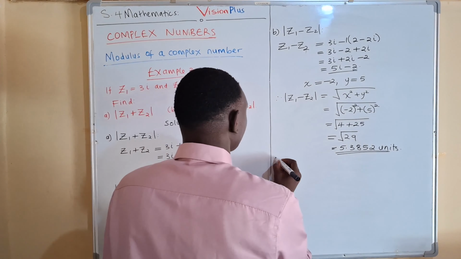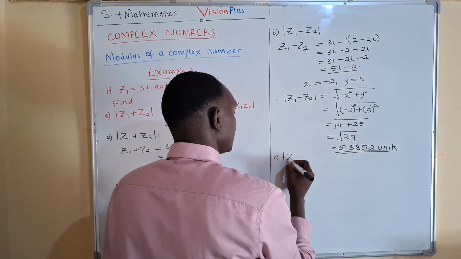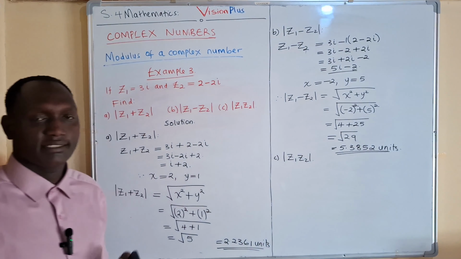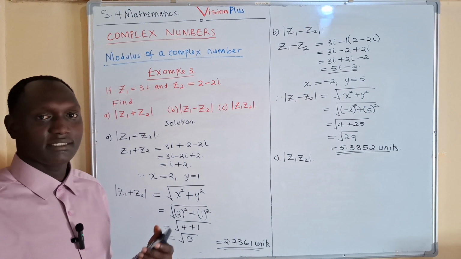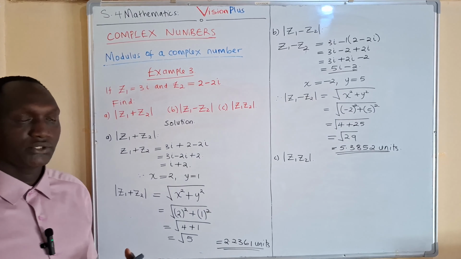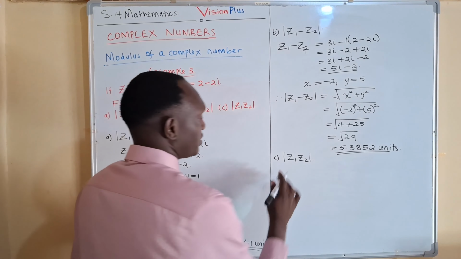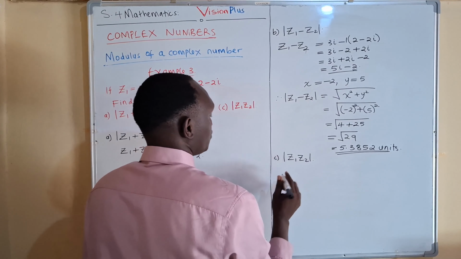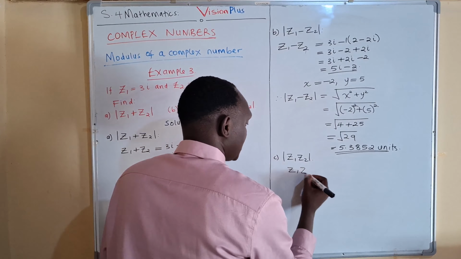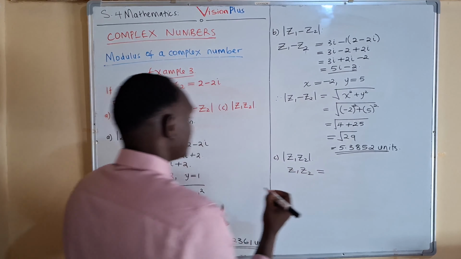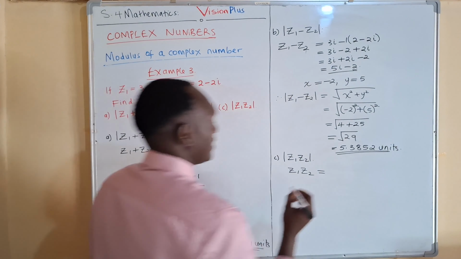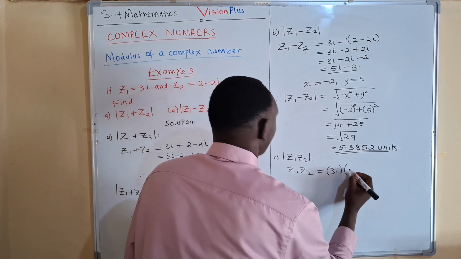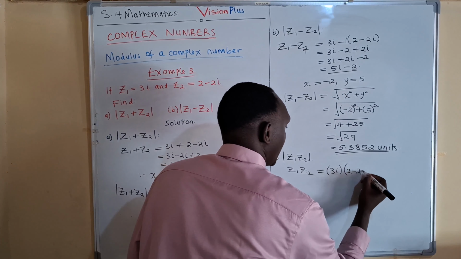Now, part C. Part C says that we need to find the magnitude of z1 z2. This is a multiplication. Remember, z1 z2 means z1 times z2. And we were in position to handle that under multiplication. So the first thing that we do, first get the multiplication of z1 times z2. So you just say here, z1 z2, this is the same as, what is z1? z1 is 3i. So we put them in brackets, 3i, that is z1, times z2. z2 is 2 minus 2i.